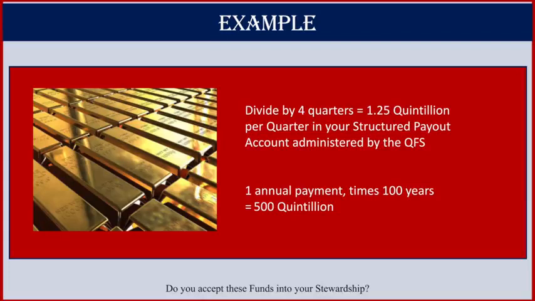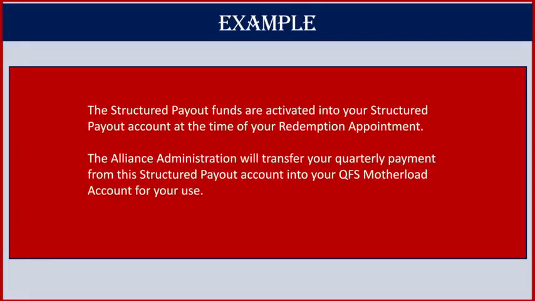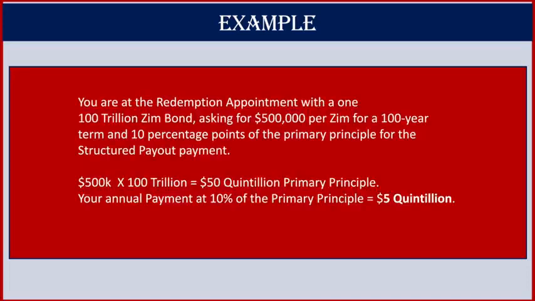One annual payment times 100 years equals $500 quintillion. What does that mean? The structured payout funds are activated into your structured payout account with your name on it at the time of your redemption appointment. The Alliance administration will transfer your quarterly payment from the structured payout account into your QFS mother load account for your use. You can call it a mother load, you can call it whatever account you want, but that's where it's transferred from.